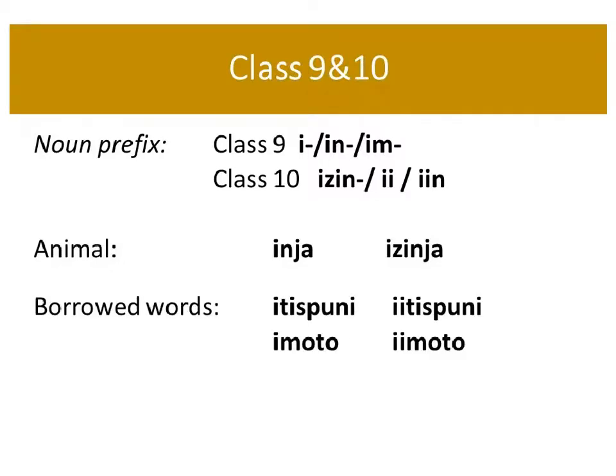We'll have a couple of examples here, such as itispoonie or itispoonie, which is of course teaspoons in English, and imoto or imoto, which are cars in English. There are also other words, and a common one, which is not in class 1 or 2, is a person word, intombi, which means a young girl, or intombi is the plural.